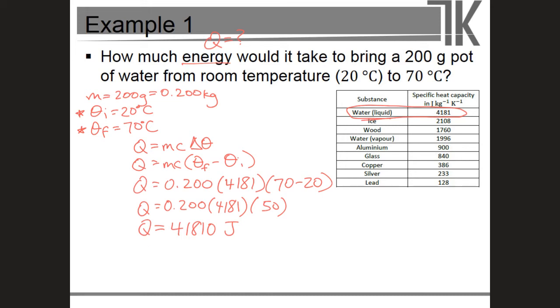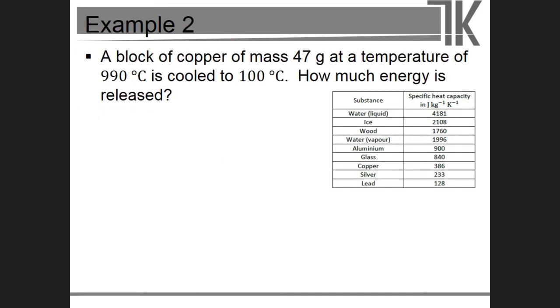And so we should have Q equals 42000 joules. Or if you'd rather, you can write Q equals 42 kilojoules. A lot of energy to heat up a small amount of water. Example number 2, give the video a pause and try it out.